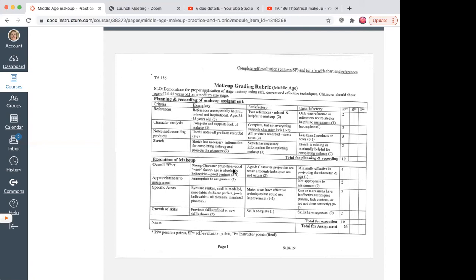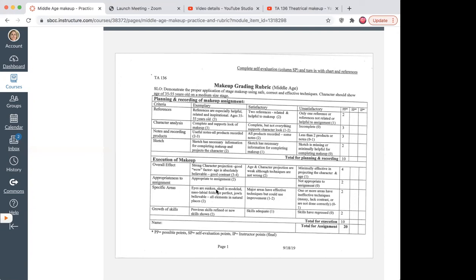Strong character projection, good wow factor, and I'm telling you, hair is very important. You want to think about, even if you're looking at a woman who is 50 who has long hair, you'll have a very young face and you're trying to create an older woman, and that may require a hair change, okay? It's going to be appropriate to the assignment. That's kind of a slam dunk, 2 points, unless you do a clown face or something.